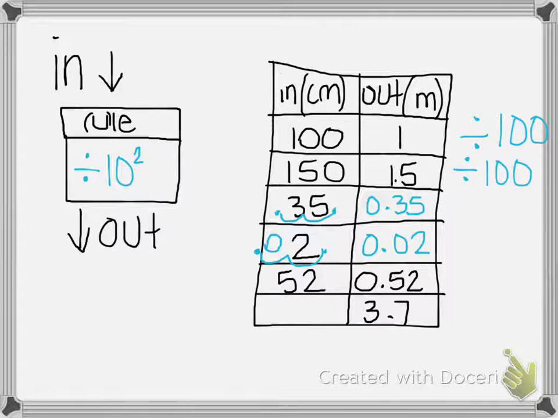Going from the meters to the centimeters, it would be the opposite. So it would be times 10 to the second. So for 3 and 7/10, we would have to move the decimal to the right 2 spots. 0 goes in the blank, and it would be 370 centimeters equals 3 and 7/10 of a meter.